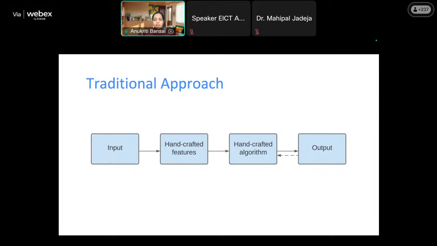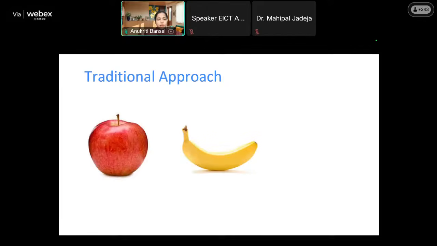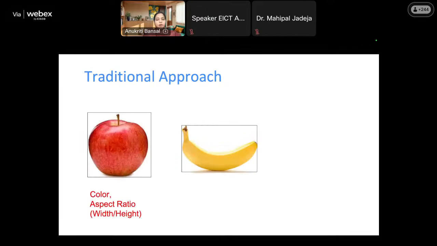A simple if-else statement. If the width by height ratio is almost equal to 1, the color is red, and the texture is smooth, then maybe the fruit is an apple. If the aspect ratio is much less than 1 or greater than 1, and the color is yellow, maybe the fruit is a banana. So these are the handcrafted algorithms, and based on them we used to provide the output. This is a basic example. I have this color and aspect ratio, and based on these two features I would be able to classify them as apple or banana.